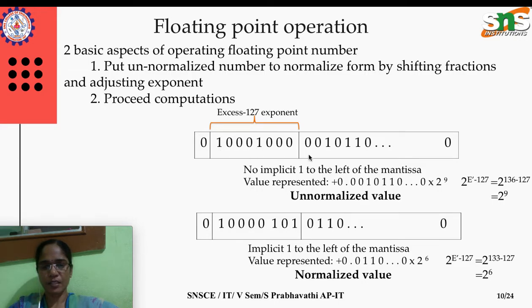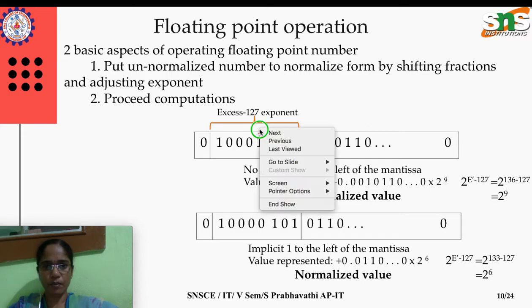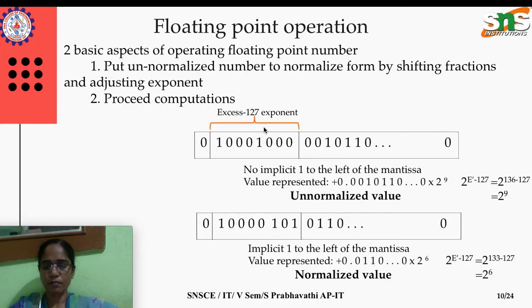whatever the exponent is, represented in single precision. Single precision means this value minus 127. This value, 10001000, is nothing but 136. You can calculate it: this is 2 to the power 3, and this is 2 to the power 7. 2 to the power 7 is 128, and this is 8. 128 plus 8 is 136. So 136 minus the bias, we have 2 to the power 9.